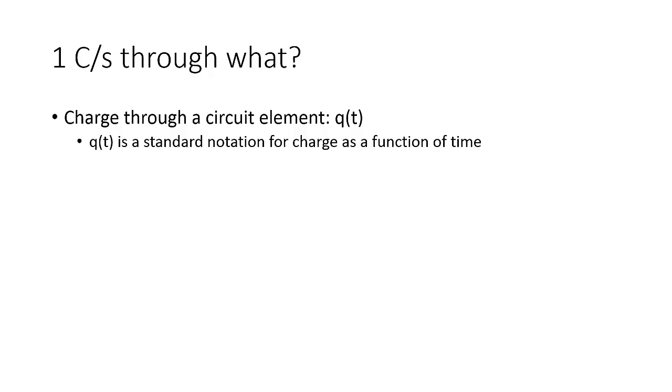Typically, we denote charge through a circuit element as Q of T. And I'm using the generic term circuit element rather than a specific term like a light bulb or a battery, because I want to make it very clear that when we're talking about charge flowing through a circuit, it doesn't matter what it's flowing through. It doesn't matter that it's a light bulb compared to a battery. The charge is still moving through it in a very similar way.